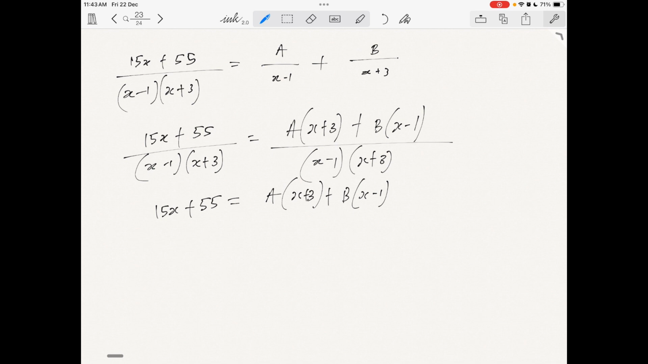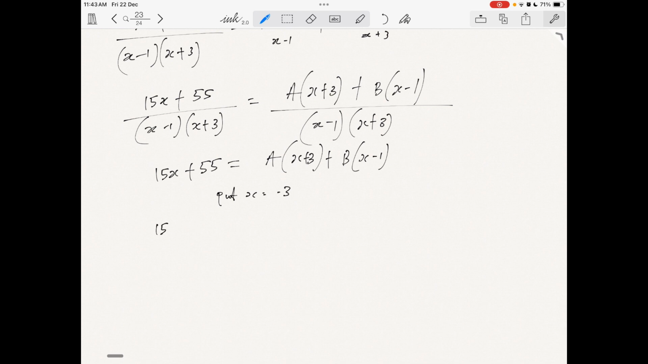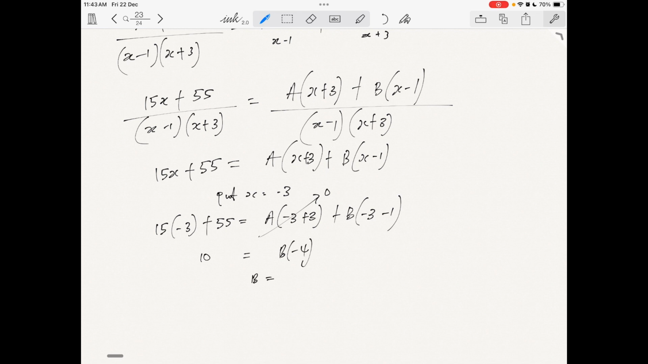Here we can put x equals minus 3. That means 15 into minus 3 plus 55 is equal to A into minus 3 plus 3 plus B into minus 3 minus 1. So this will turn into 0. This in total gives us 10, which is equal to B into minus 4. So our B will be equal to 10 divided by minus 4, which means B is equal to minus 5 over 2.